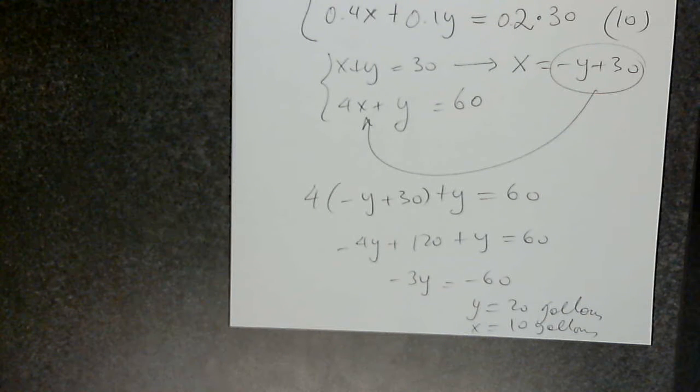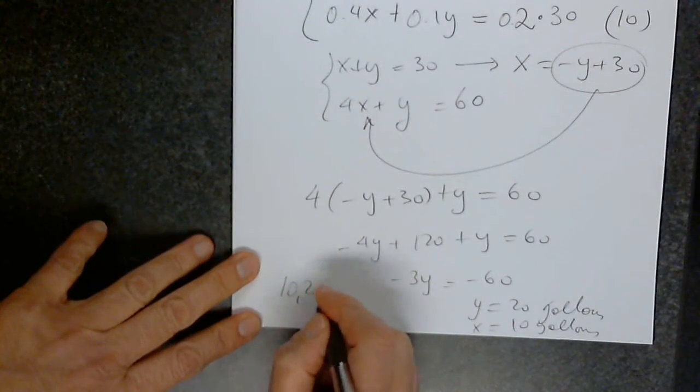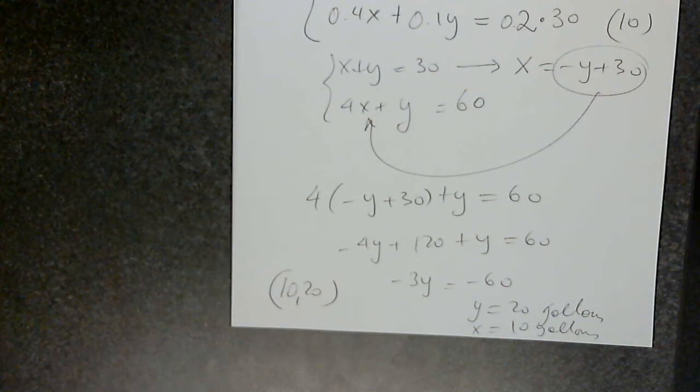However, I have to check. This is not sufficient. I got 10 for x and 20 for y. So 10 comma 20, but that's not sufficient. I have to go back and check in the original problem.